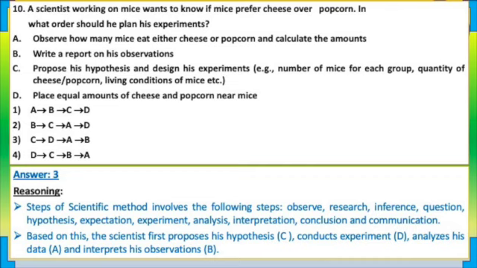The answer to the question is option 3, because the scientific method involves the following steps. Observe, research, inference, question, hypothesis, expectation, experiment, analysis, interpretation, conclusion, and communication. Based on this, the scientist first proposes his hypothesis, which is C, conducts experiment, which is D, analyzes his data, which is A, and interprets his observations, which is B.